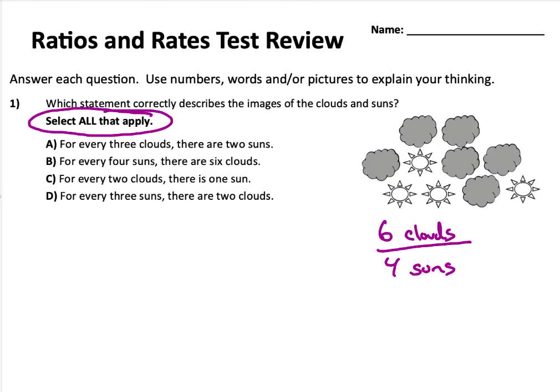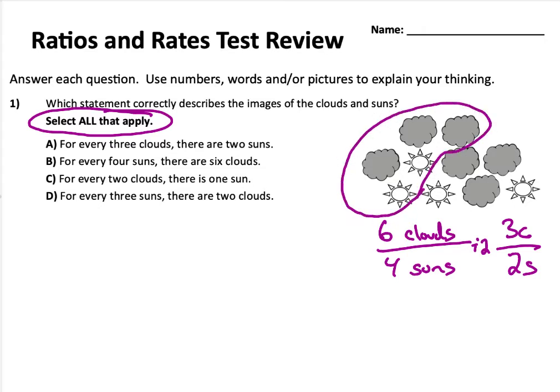Since I'm dealing with ratios, I always want to simplify that ratio. So 6 and 4 could each be divided by 2. I get a ratio of 3 clouds to 2 suns. That's my simplest form. Think of it as I could put 3 clouds and group them with 2 suns and be able to divide everything up equally.